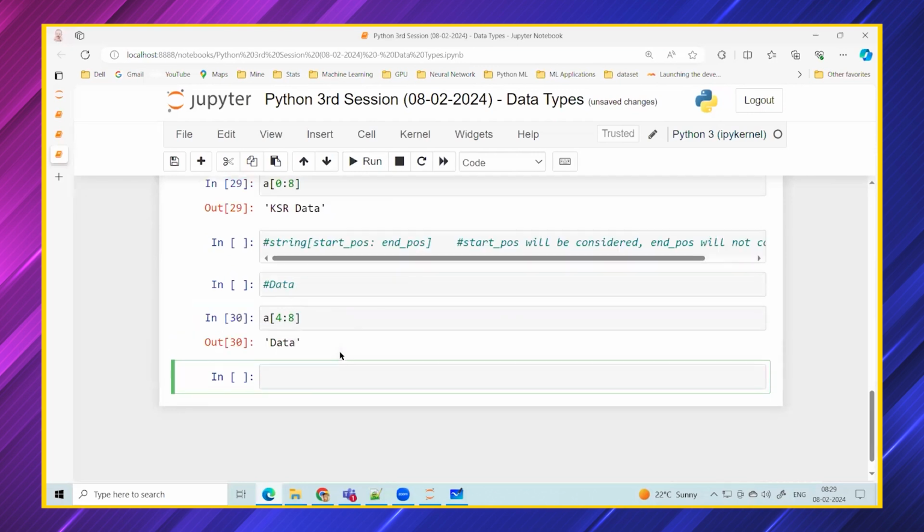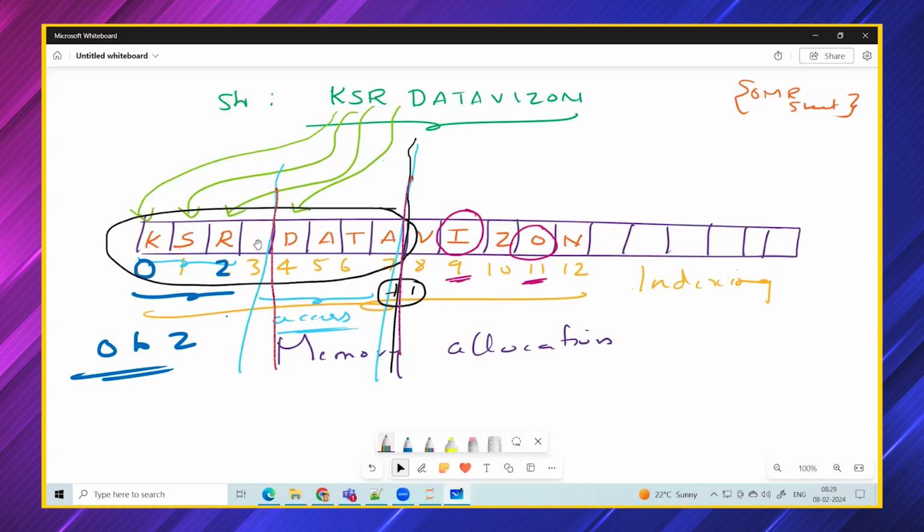This is my answer. See, if I give 3, you may be thinking the answer is correct, but the answer is not correct. It is actually considering space. So the start position will be considered, whereas the end position will not be considered.